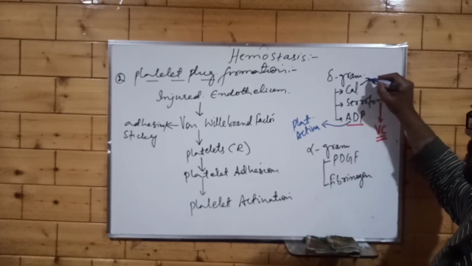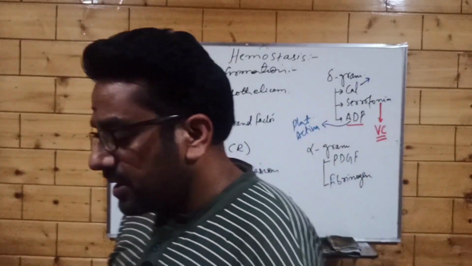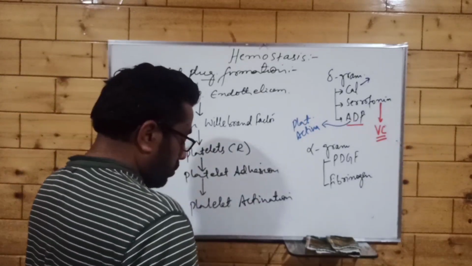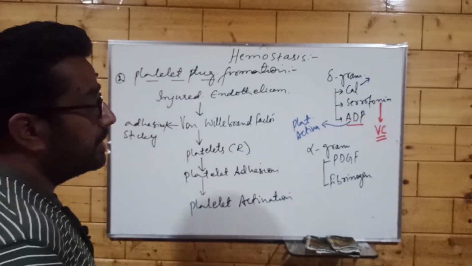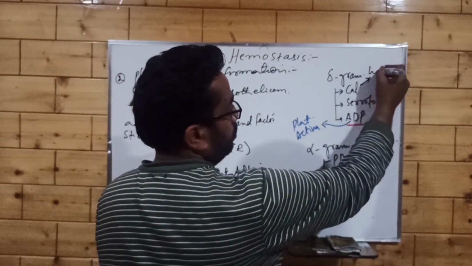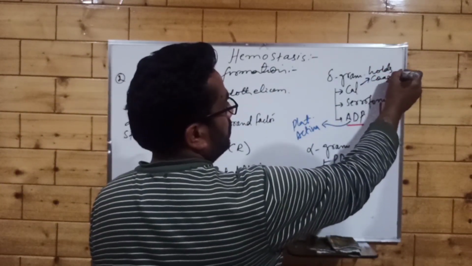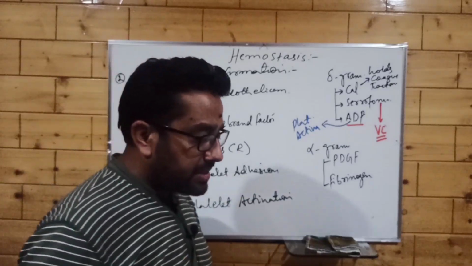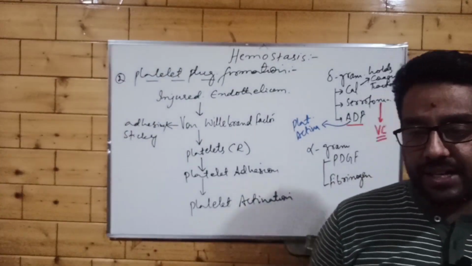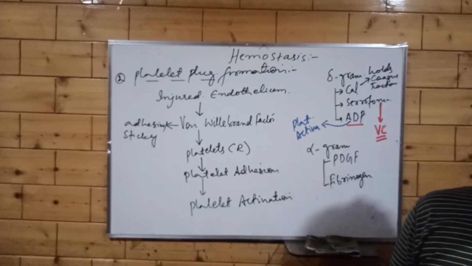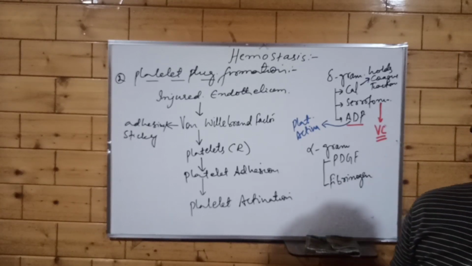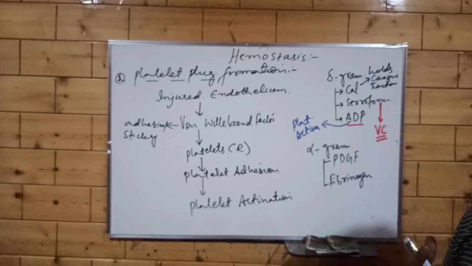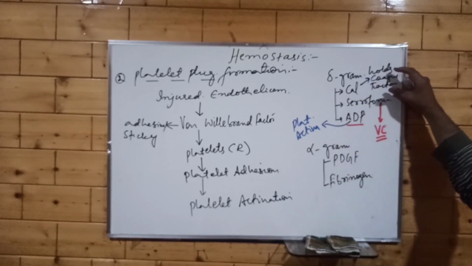Now calcium, we already know calcium is a very important factor in the coagulation mechanism, and it is released here by the delta granules. What is the role of calcium, son? The important role of calcium here is that it holds coagulation factors together. Remember that, because we know that in coagulation, one factor leads to the activation of another. So they must be brought together so that one activates another coagulation factor. For that purpose, the coagulation factors are held by the calcium. So calcium has a very important role.